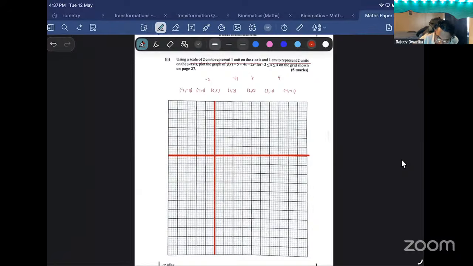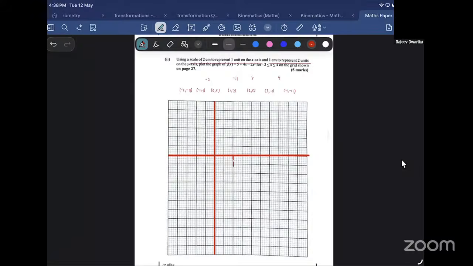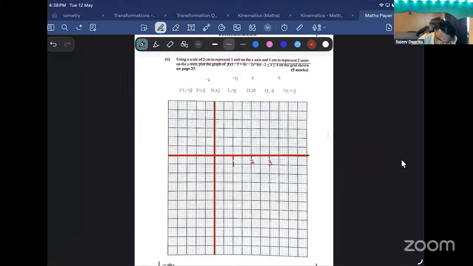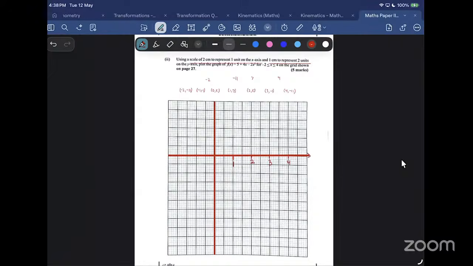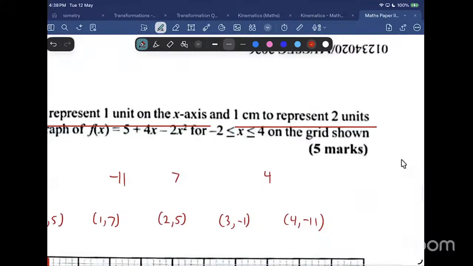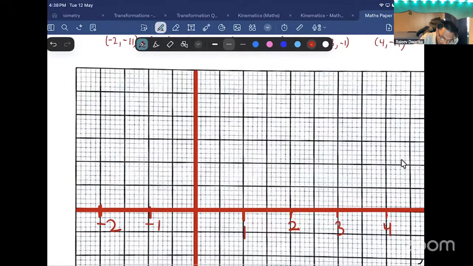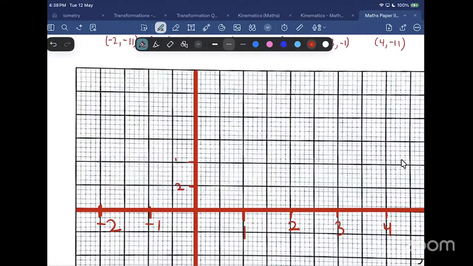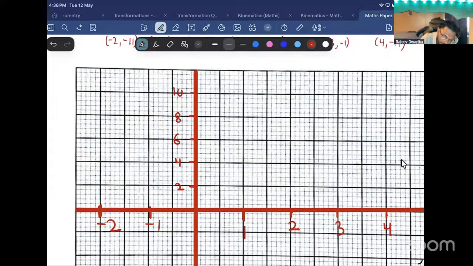Right, so on the x-axis, we're saying 2 centimeters is 1 unit. So what would I say this is? That'll be 1, 2, 3, 4. This will be -1. This will be -2. Good. On the y-axis, we're saying 1 centimeter represents 2 units. So this is gonna be 2. What is this gonna be? 4. What is this gonna be? 6. What is this gonna be? 8. Cool.